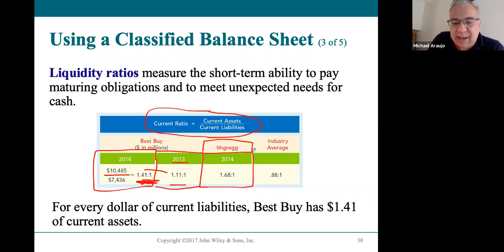As you see, their current ratio is very strong. They have $1.68 of current assets to cover every dollar of current liabilities. So they're in a very, very good, what we call liquidity position, because they have plenty of current assets that they can liquidate to pay their current bills if needed right away.